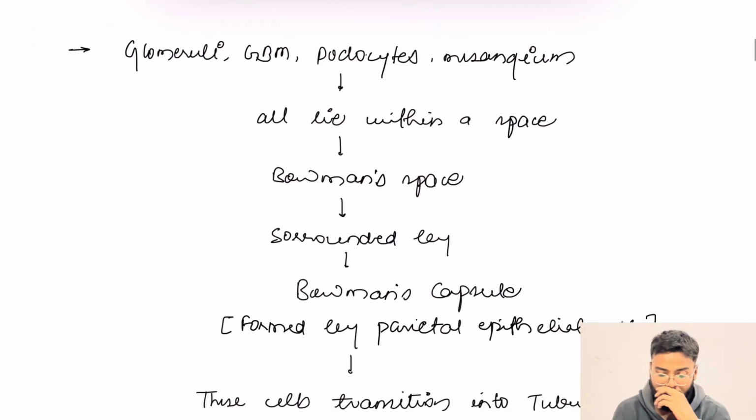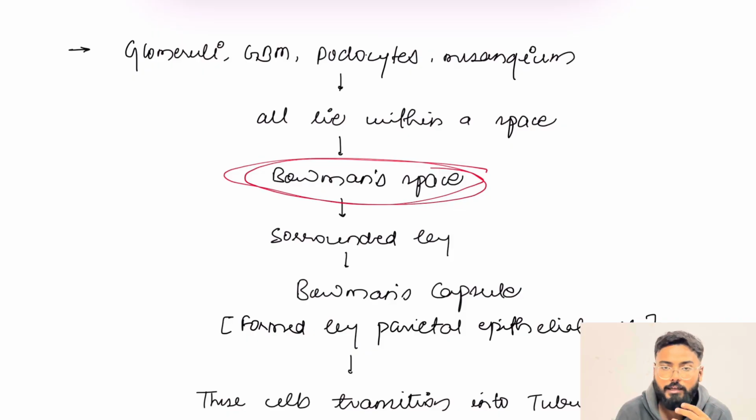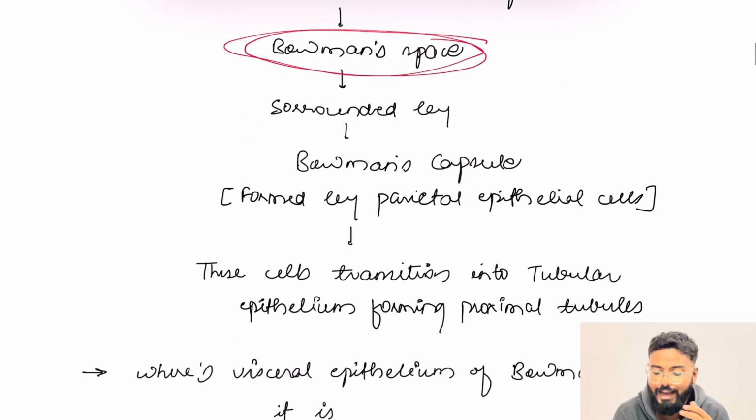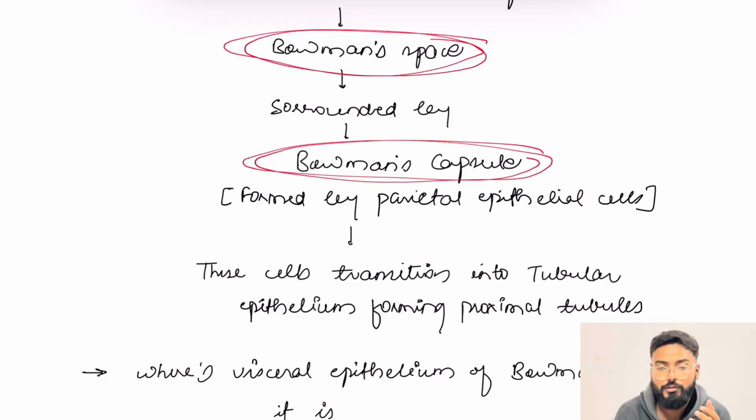Now we discussed the glomerulus, your basement membrane, and your podocytes. All these three are going to be present inside a space. This space is known as Bowman's space. All these structures are present inside the Bowman space, and this Bowman space is surrounded by Bowman's capsule.